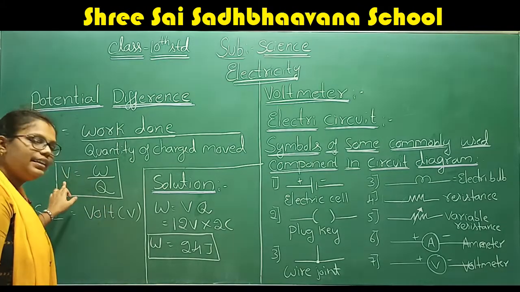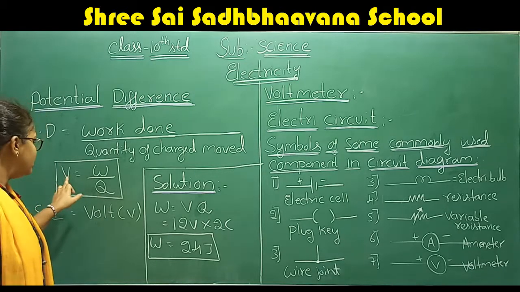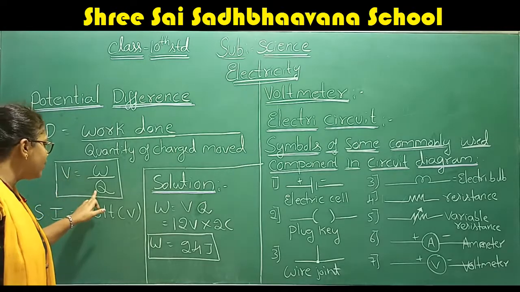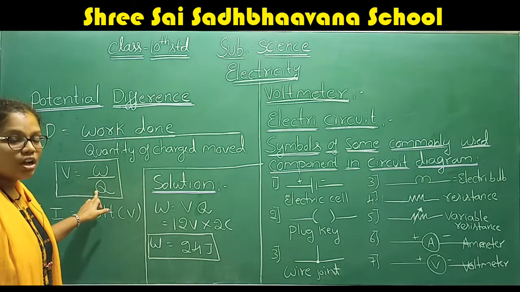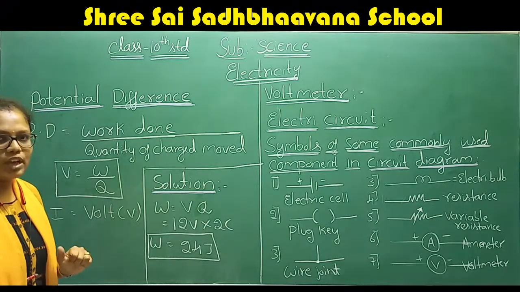In the question, they already gave the value for V. What is the value they gave for V? V is equal to 12 volt. And they also gave the value for Q, that is the quantity of the charge. What is the value they gave for the charge? That is 2 C.